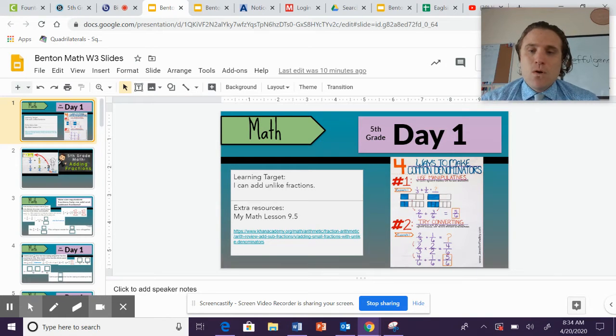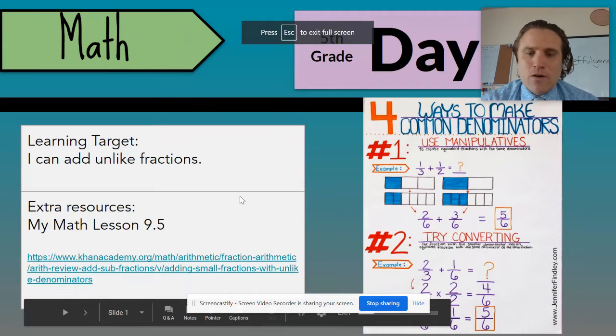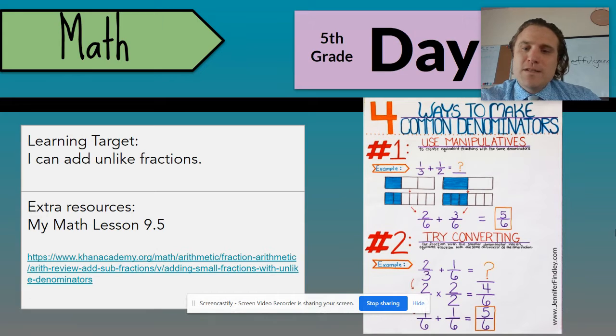Okay, so we have this awesome, if I can get it a little bit bigger here, we have this great anchor chart that you're going to see in your child's presentation. Okay, you can create this with your kids, and I would highly recommend you do this. And this is something that they can reference throughout the week. Okay, so we have the example of 1/3 plus 1/2, and then 2/6 plus 3/6 being equivalent fractions that we use to ultimately solve that.